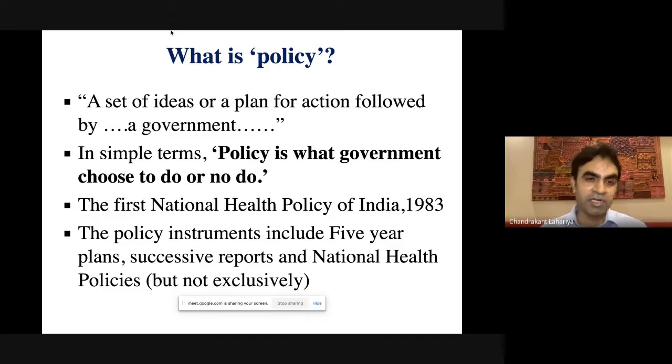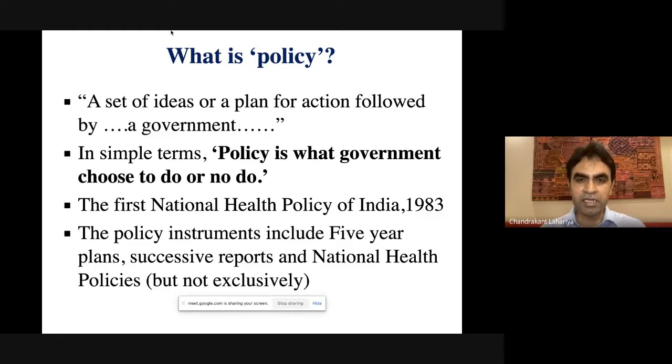In simpler terms, policy is what government chooses to do or not do. So the point is, if government decides not to do something, that is also a policy of not doing something. Any action, any intervention made by government is a policy, whether stated explicitly or implicitly.